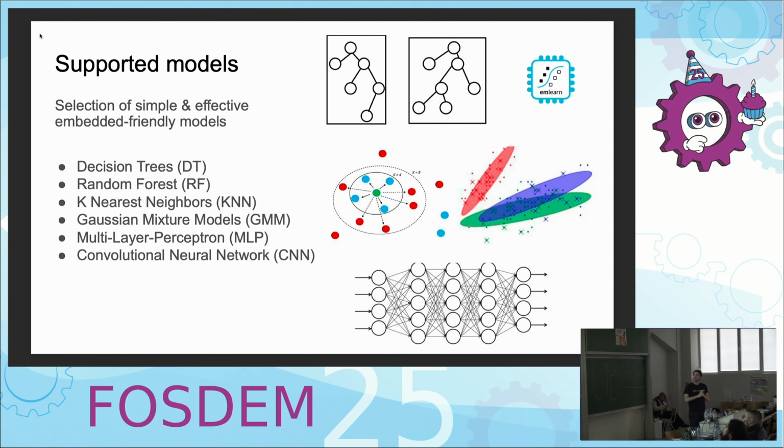It supports a range of simple and effective embedded-friendly models. So this is a subset. There are no large language models. There is nothing like that. But you have, for example, decision trees, random forest classification, k-nearest neighbors. Then you can do simple on-device learning or adaptation. Also some small neural networks, multi-layer perceptrons, convolutional neural networks.